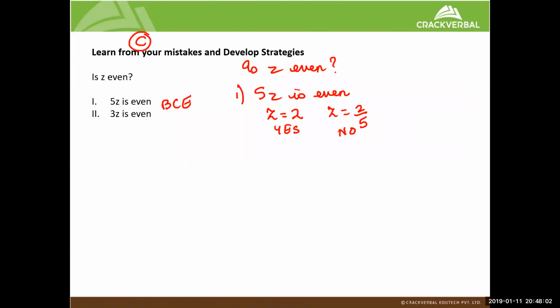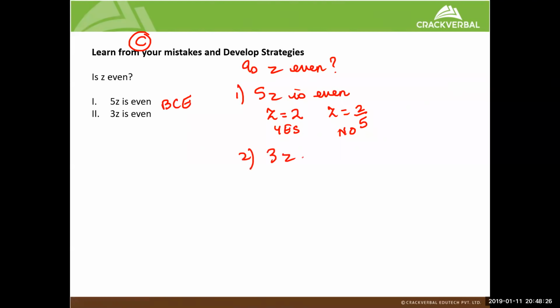Everybody okay with the fact of how I discarded the first statement? Just putting things out there. Agree with me that Z can be 2 or Z can be 2 by 5, right? So obviously the first statement is not sufficient. That is for those of y'all who gave me D as the answer. Perfect.